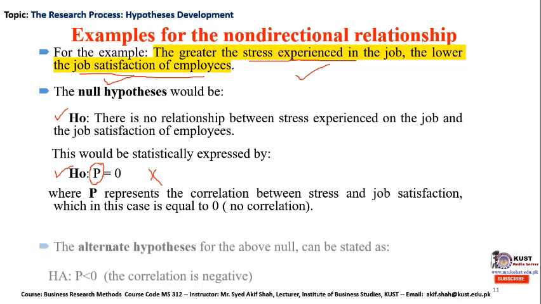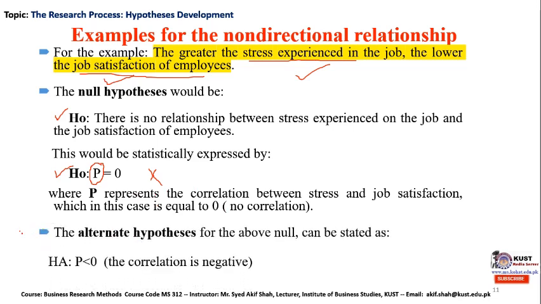So that this statement may come true or accepted. In this case, what could be the alternative hypothesis, which is a testable statement, and the researcher is interested to go with the alternative? The alternative hypothesis for the above null can be stated as H1 or HA colon, this correlation symbol P is less than 0. When its value is less than 0, which is representing the correlation, and the correlation value normally moves between -1 to 0 and then up to +1.